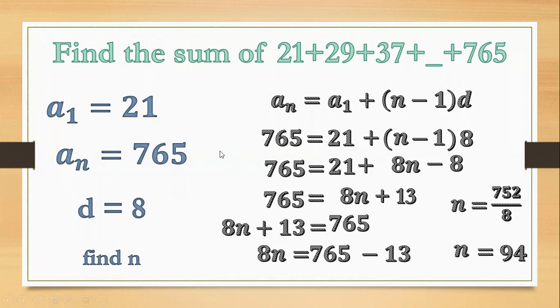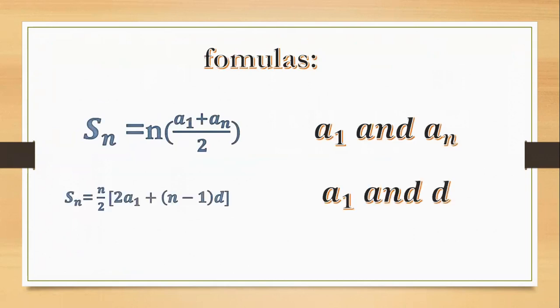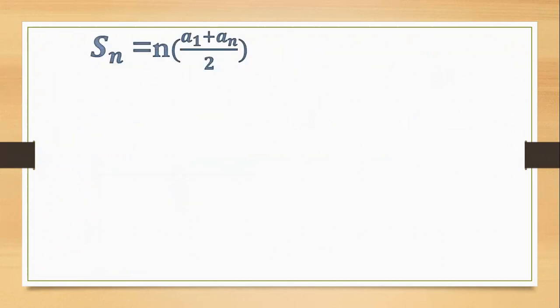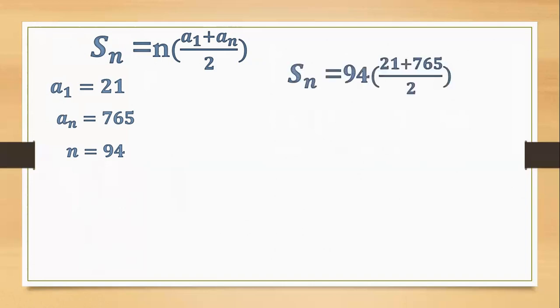Now, let's find the partial sum using the first formula. So, these are the formulas that we can use. First, let's use the first formula: S sub n equals n times the quantity of a sub 1 plus a sub n, over 2. The givens: a sub 1 equals 21, a sub n equals 765. There are 94 terms. Substitute the values. S sub n equals, there are 94 terms, a sub 1, 21, a sub n, 765, and copy over 2. Next, add 21 plus 765.